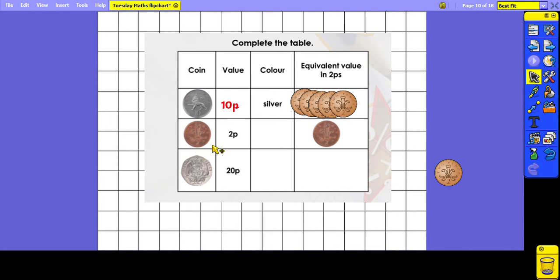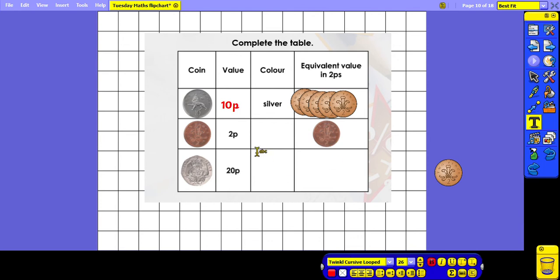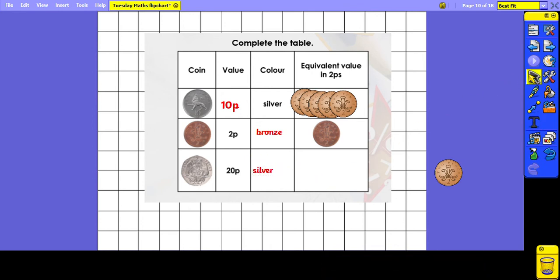Now we can do the next row. So the coin is 2 pence, that's been done for us. The colour is bronze. And the equivalent value in 2p's is just 1 2 pence. And the final one, we've got a 20 pence coin. The value's been done. The colour is silver. And the equivalent value in 2p's we can work out again by counting. So 2, 4, 6, 8, 10, 12, 14, 16, 18, 20. So that's 10 2 pences that has the same value as 1 20 pence coin.